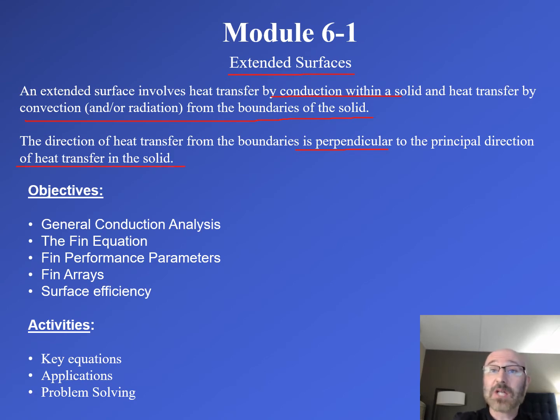Objectives within this module: we're going to take a look at the general conduction analysis, talk about the fin equation, look at some fin performance parameters, then go from there into fin arrays, an array of fins, and then talk about surface efficiency. Within this module, we'll go through the key governing equations, talk about some practical applications, and then do some problem solving.